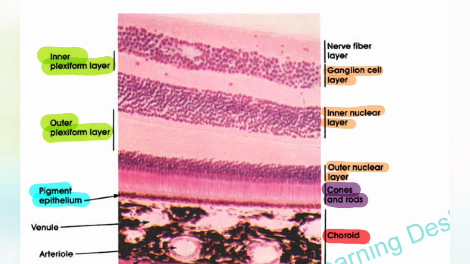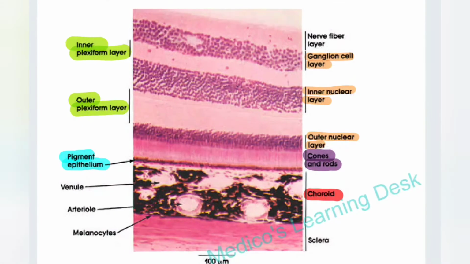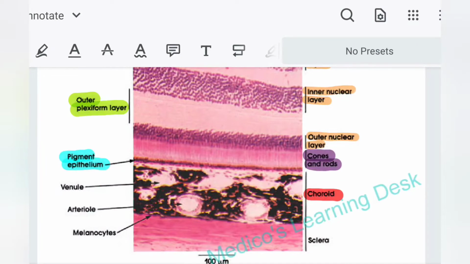Okay, let's see. First, this is a gross image of the retinal layers. You would be given this image to identify the different layers of the retina. One layer will be marked and you'll be asked which layer it is. So first we will see how to identify it. Okay, let's start.